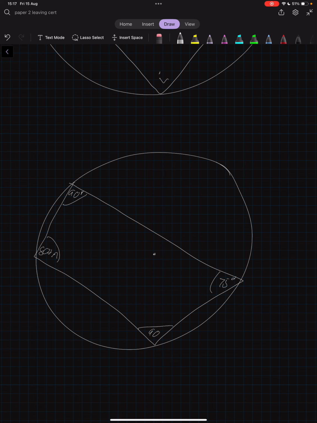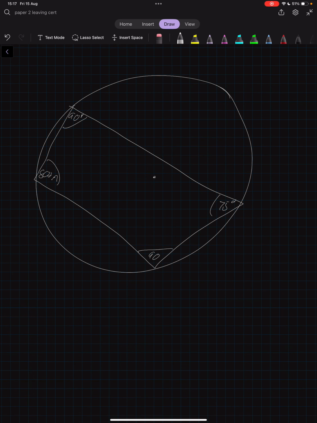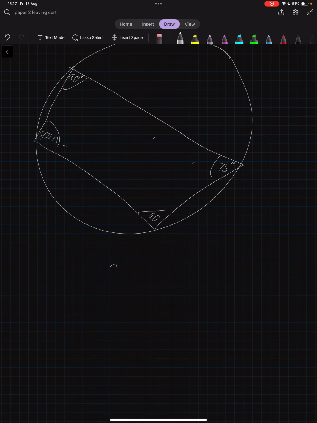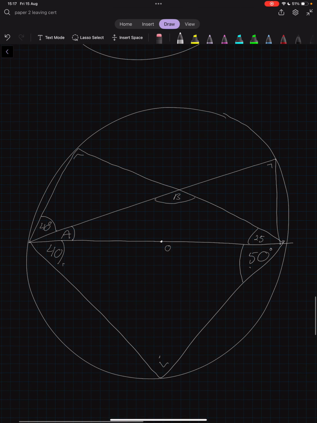So again, opposite angles of a quadrilateral need to add to 180. So 80 plus A and 75 have to be 180. So 80 plus 75 plus A have to be 180. So A has to be 25 degrees. Okay?